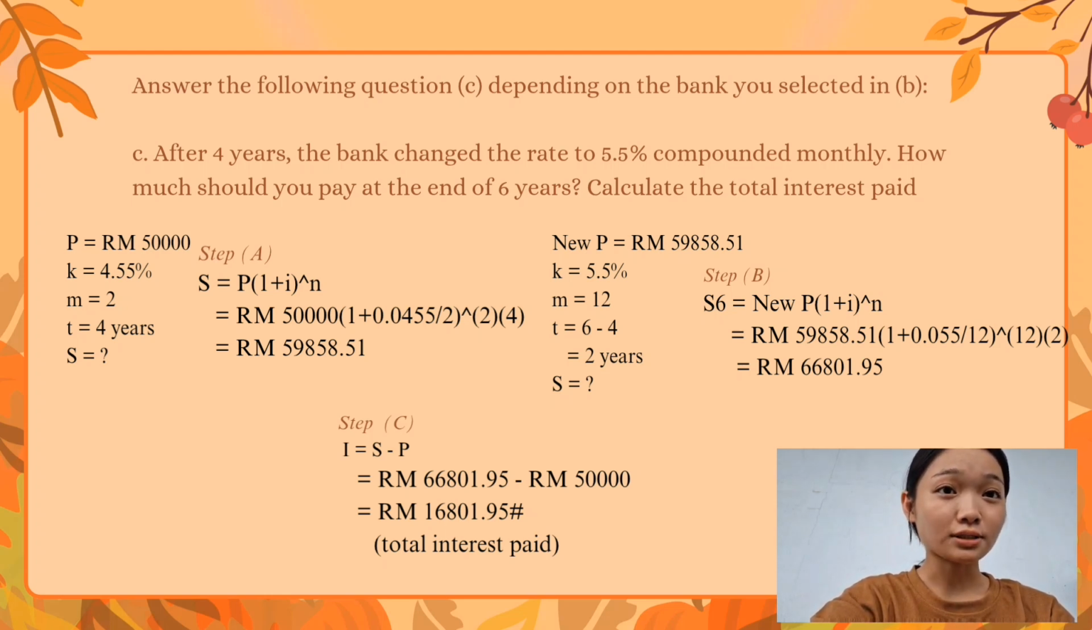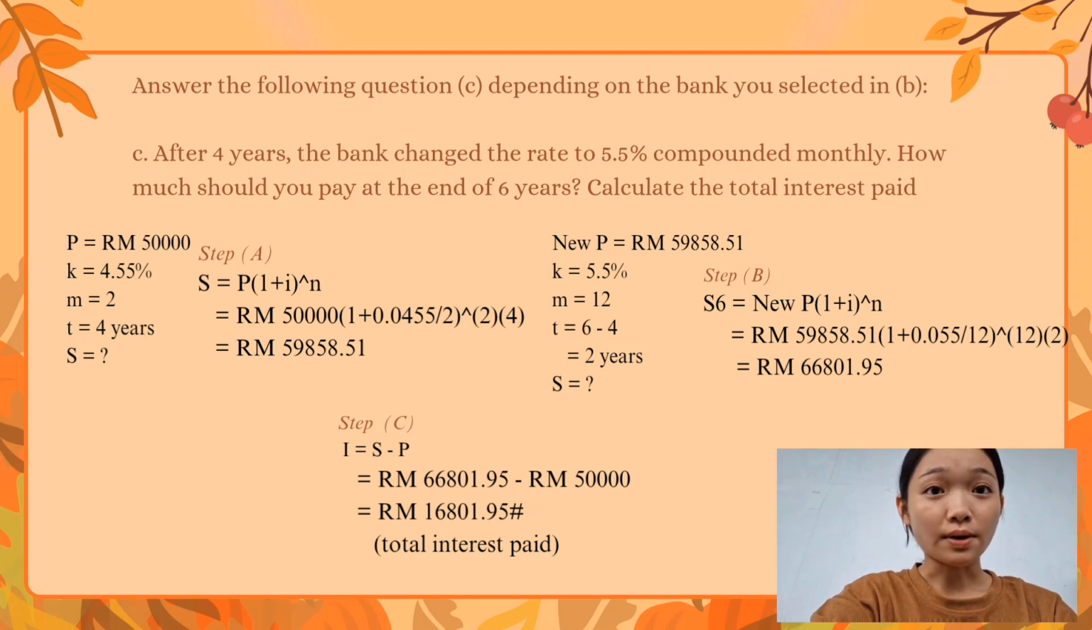Question C. After 4 years, the bank changed the rate to 5.5% compounded monthly. How much should you pay at the end of 6 years? Calculate the total interest paid. To solve question C, we need to write down all the information given in the statement. They gave us P = 50,000 ringgit, k = 4.55%, m = 2, t = 4 years.